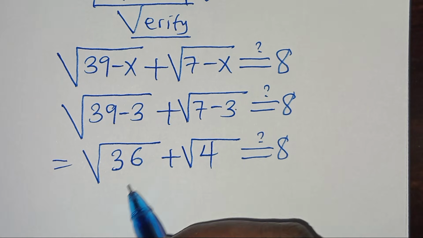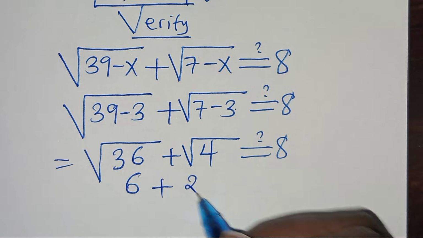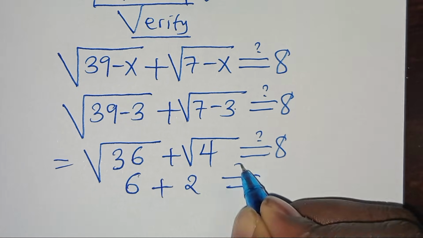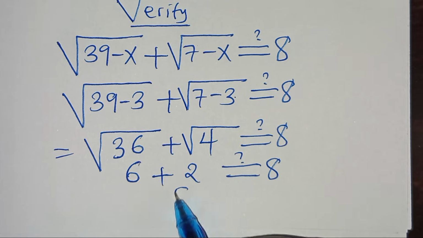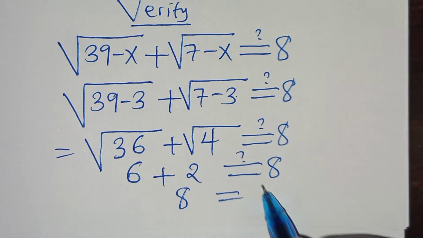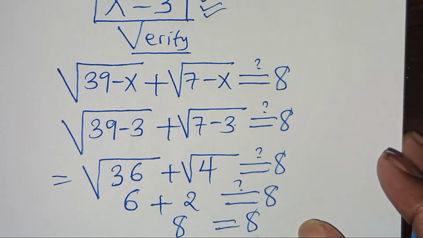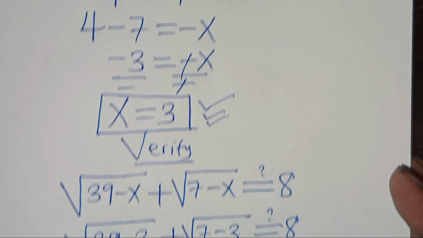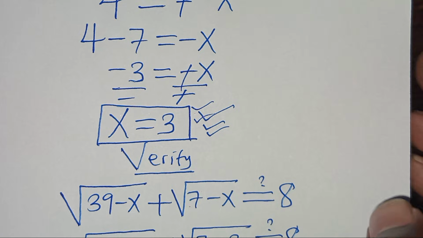The square root of 36 is 6, plus the square root of 4, this is 2, and this should give us a value of 8. So 6 plus 2 is 8, which is equal to 8. So the left hand side is equal to the right hand side, and this implies that x equal to 3 satisfies the equation.